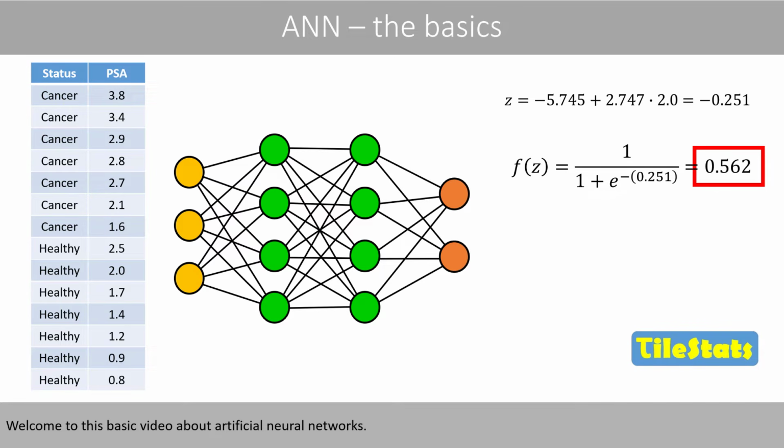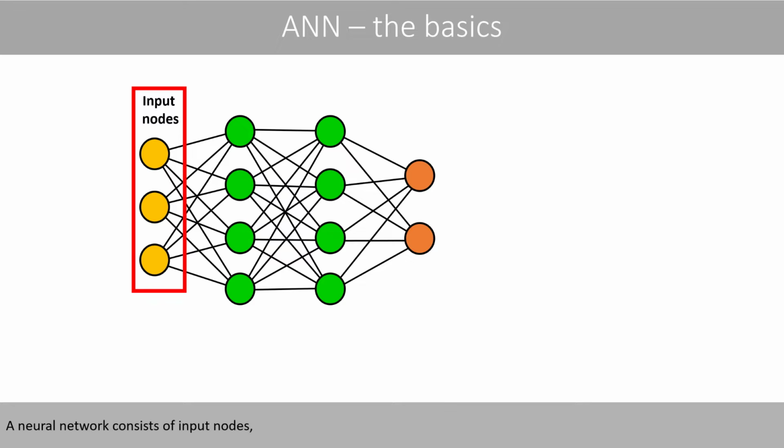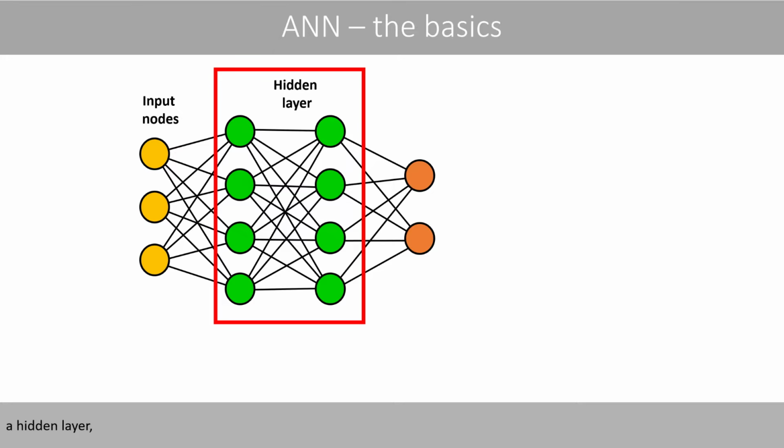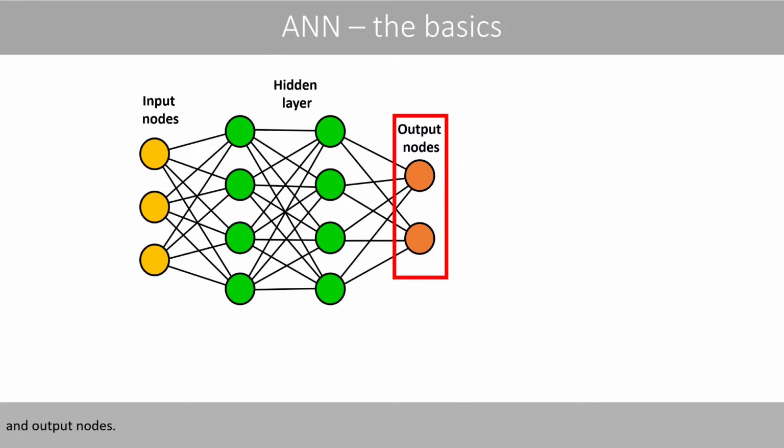Welcome to this basic video about artificial neural networks. A neural network consists of input nodes, a hidden layer, and output nodes.